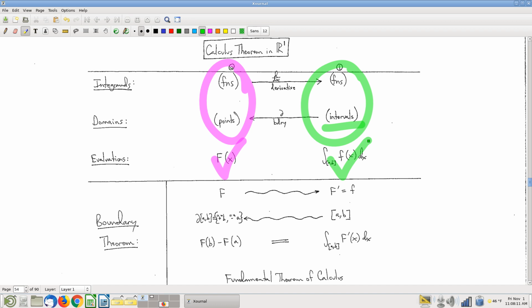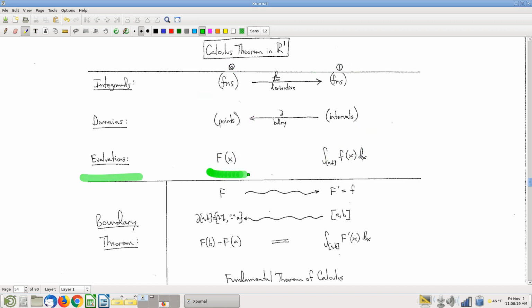I can take an integral on that interval of that function. So I'm going to call that a different kind of evaluation. These are the evaluations, and in those evaluations, these are the kinds of integrands that we're talking about. Now, notice also, for your consideration, I can talk about boundaries. The boundary of an interval is 2 points. Right, so there's kind of an arrow going from the right side to the left side.